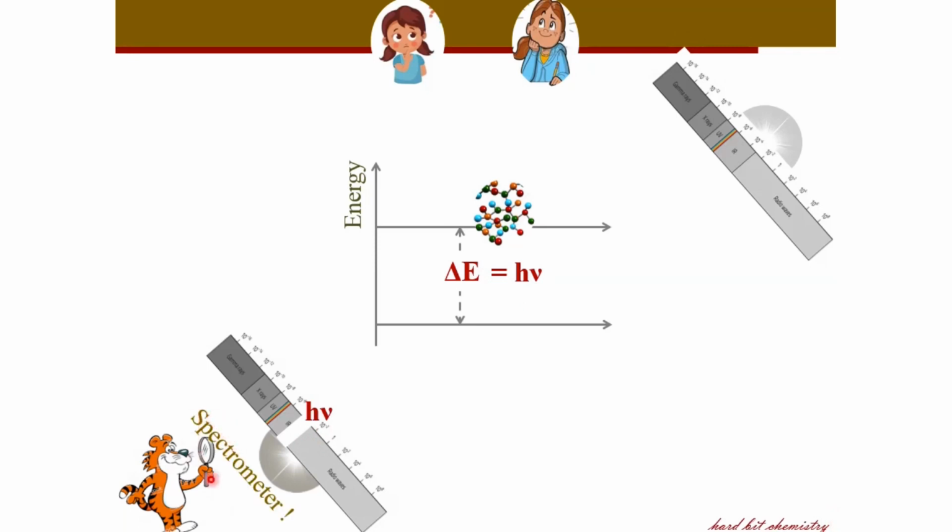And that instrument or device which helps you to see the light which was absorbed, and the amount of light which was absorbed, is called a spectrometer. And that process, what happens during the absorption of light by the molecule and the excitation to a higher energy level, all these are treated under the theory of spectroscopy.